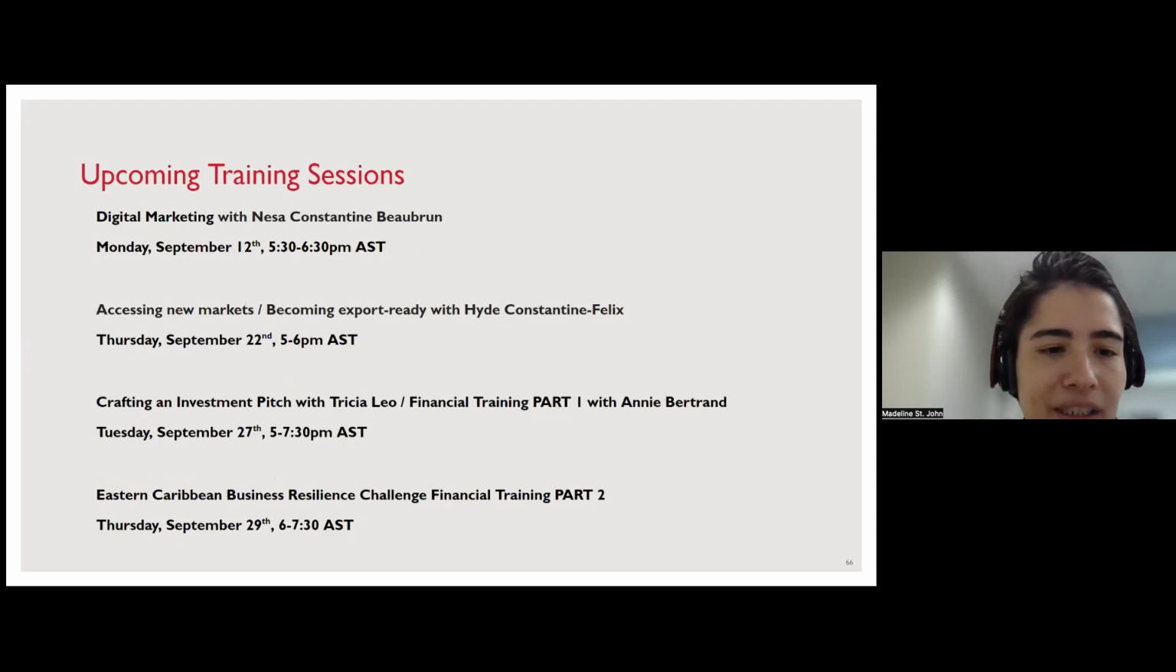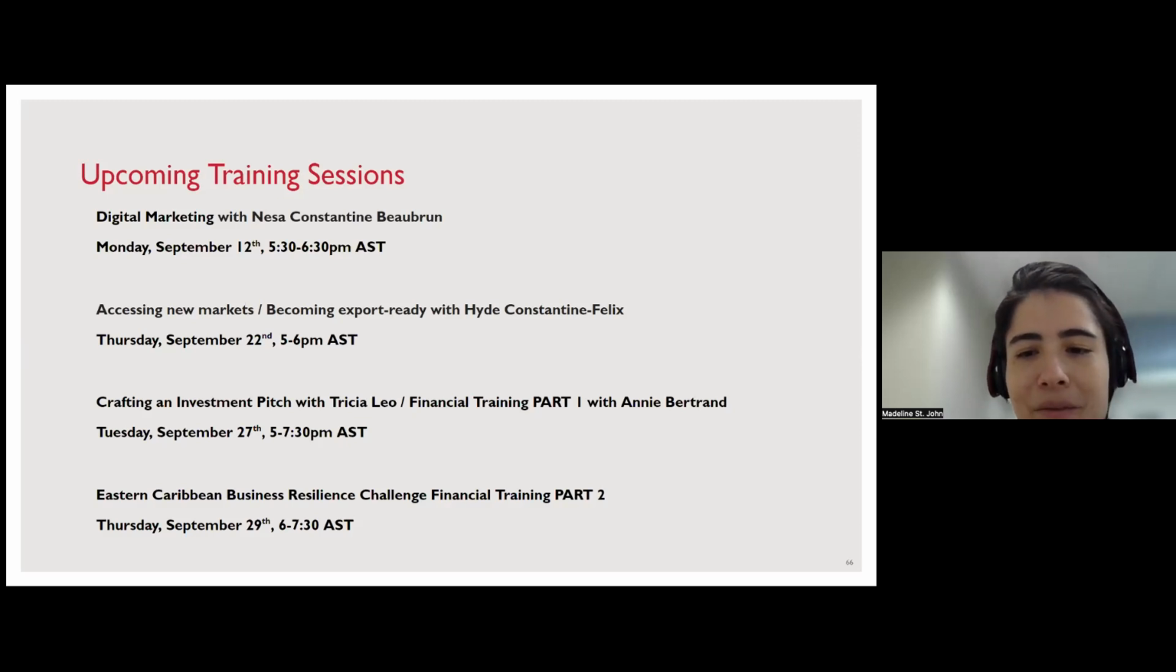And then finally, we have a series of training sessions taking place throughout September with very impressive professionals from St. Lucia who will be presenting on digital marketing, becoming export ready and accessing new markets, as well as crafting an investment pitch. And this final training session with Trisha Leo on crafting an investment pitch will also be combined with a financial training on calculating return on investment, generating the financial statements, some of those key parts of the full application with Annie Bertrand, who's previously worked with Compete Caribbean and Caribbean Export. She's based in Barbados and has a lot of capacity building and training experience. And she'll be conducting financial training part one and part two the week of September 27th.